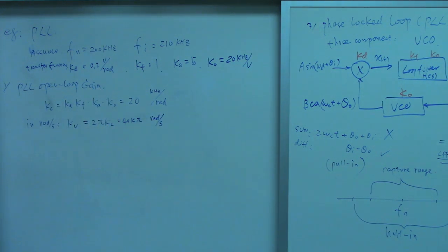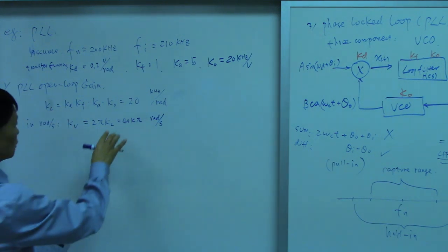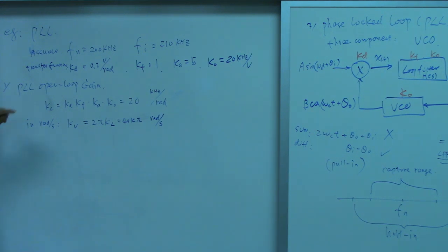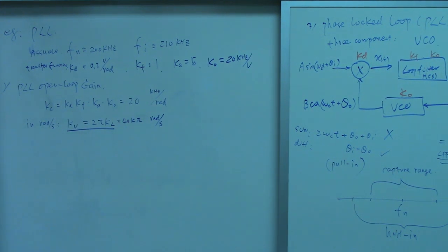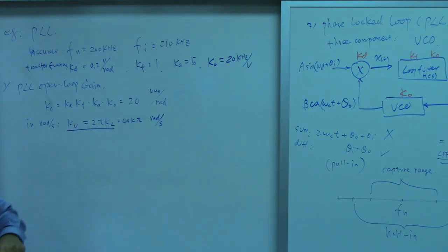KL, right? L is here. And we rewrite this one in units of radians per second. We ignore the derivation for all this, but this is the formula we need to use. This is the open loop gain again, and in radians per second you just multiply by 2 pi, so 20K times 2 pi is equal to 40K pi.